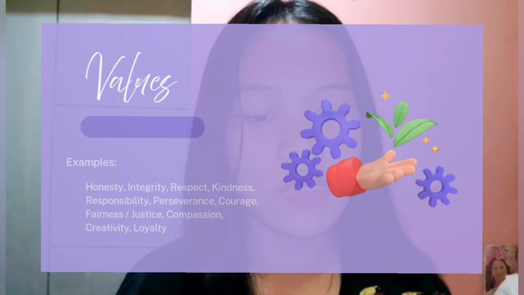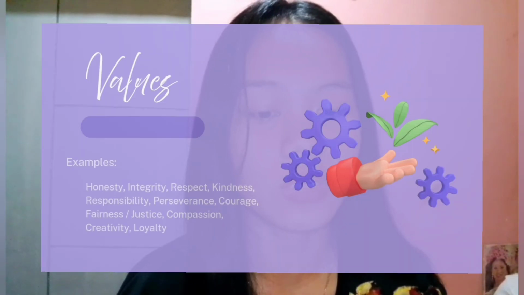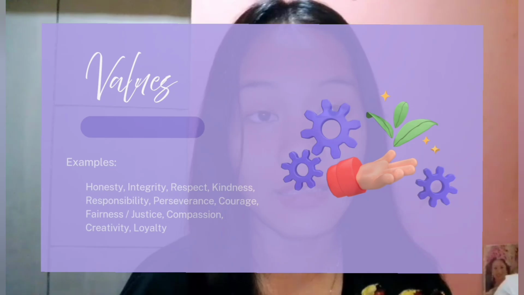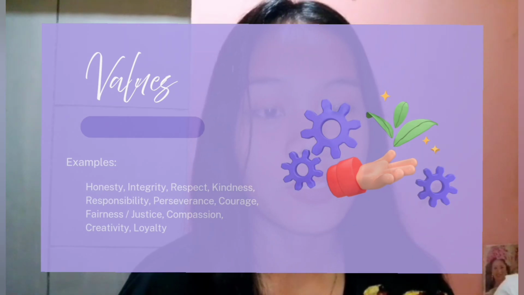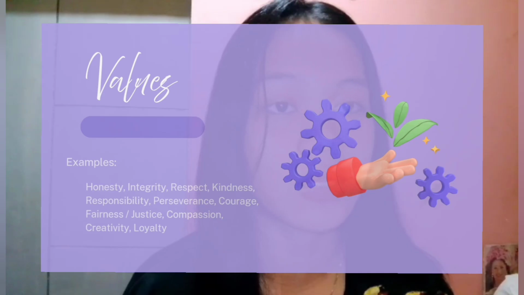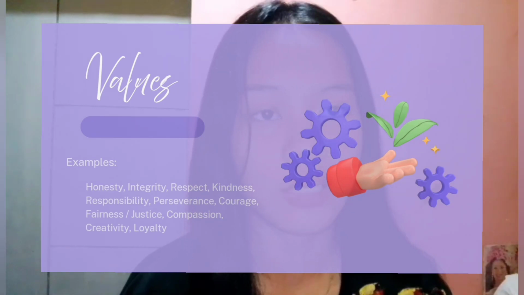So these are the examples of values. So for example, honesty, integrity, respect, kindness, responsibility, perseverance, courage, fairness, justice, compassion, creativity, and loyalty. So for example, if your value is honesty, you believe in the importance of being honest, so you always tell the truth.